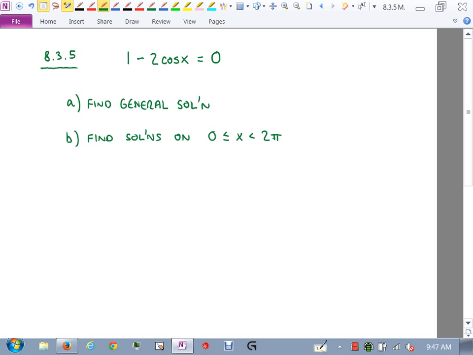Well, here, in the last problem it was sine x equals 1, right? So I had already isolated the trig function. I had already gotten it by itself, hadn't I? Here, that cosine x in there is not isolated. So we're going to do that first. Try and get the cosine by itself.